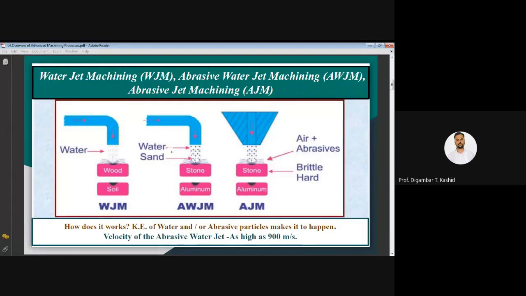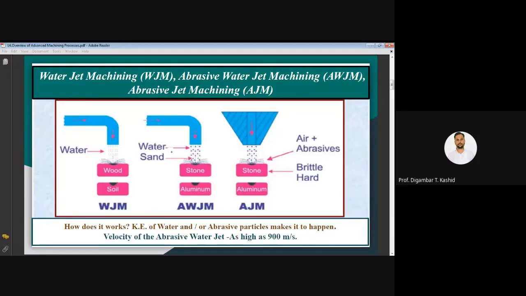Now, jet means having some speed or velocity. That means it carries some kinetic energy. Now that kinetic energy comes from mechanical energy, because we are taking that water from a reservoir using a pump. Then that water, pumped using the pump, goes through the nozzle and other parts so that you will get the high velocity. So now I can call it a high velocity water jet coming along with its kinetic energy.